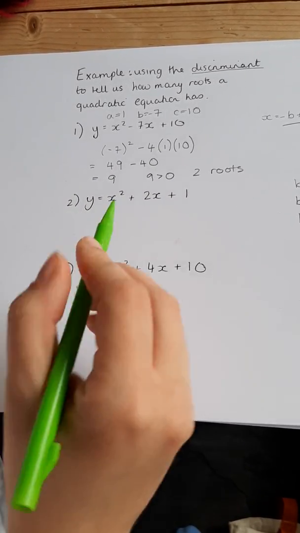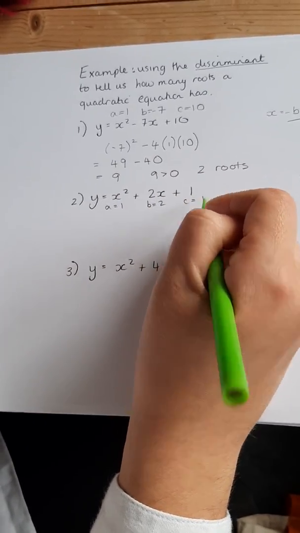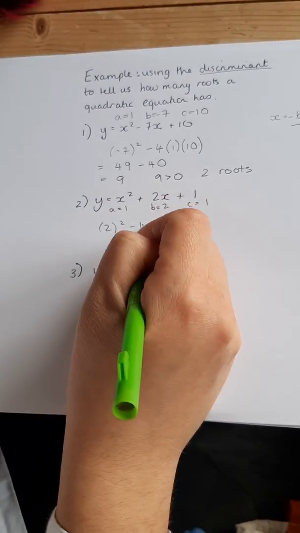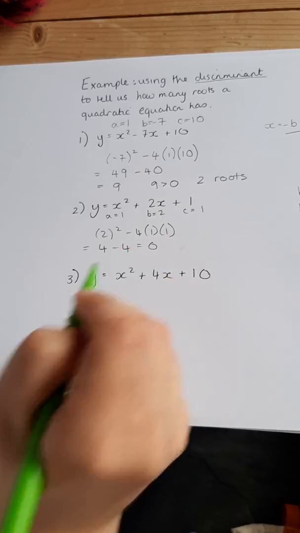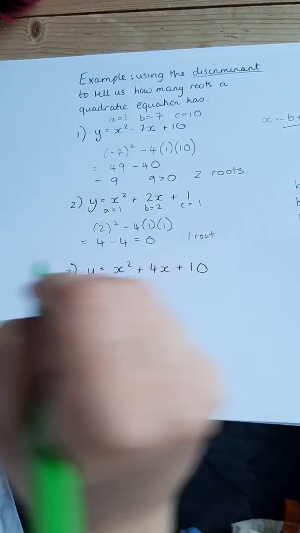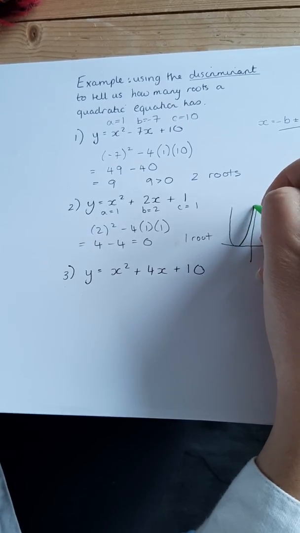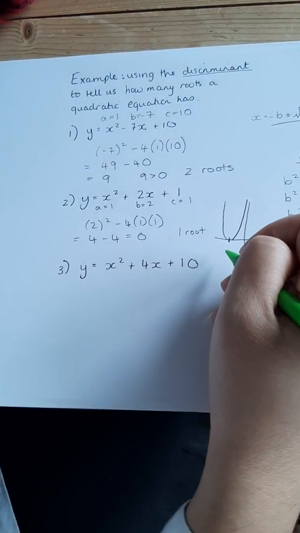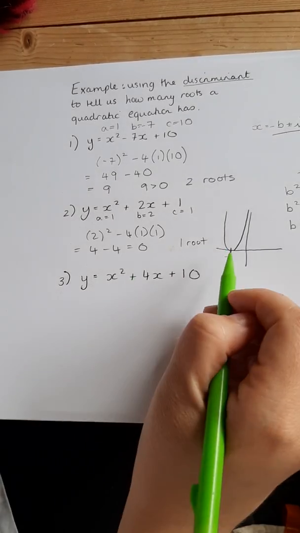Next one, number 2. The value of a here is 1 again, the value of b is 2, and the value of c is 1. Substituting those values in, we get 2 squared minus 4 times 1 times 1. We get 4 take away 4, which equals 0. Obviously 0 is equal to 0, therefore it has 1 root, and it would look something like this, where it would just touch there. I think here it would be at x equals minus 1. Okay, just touch at one place.